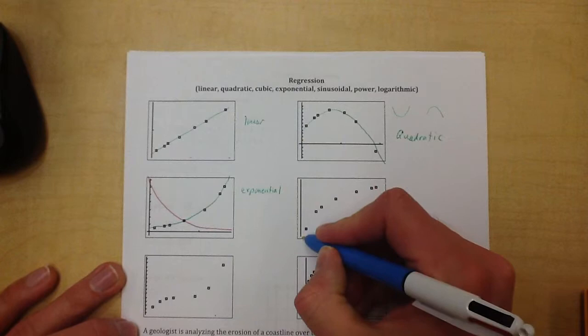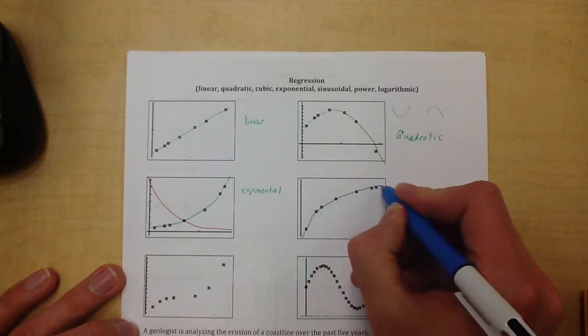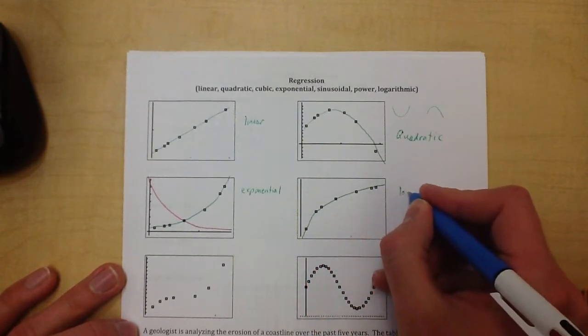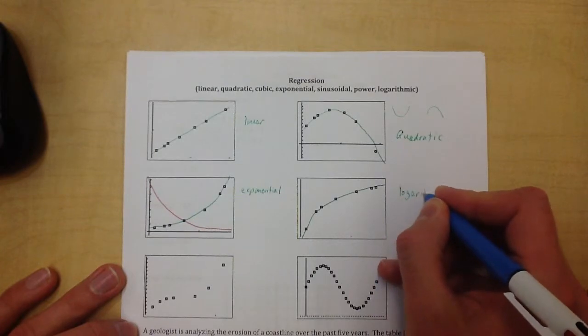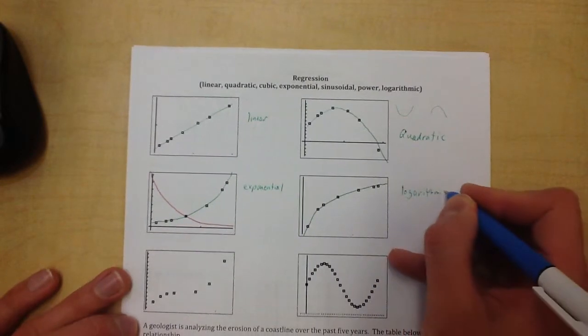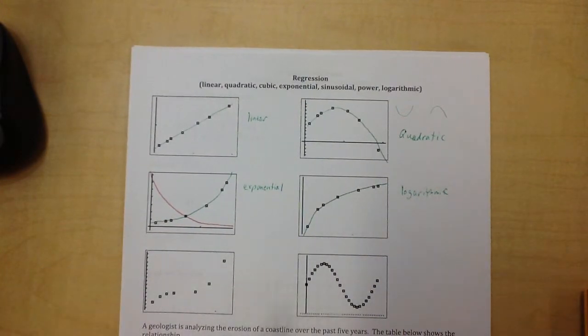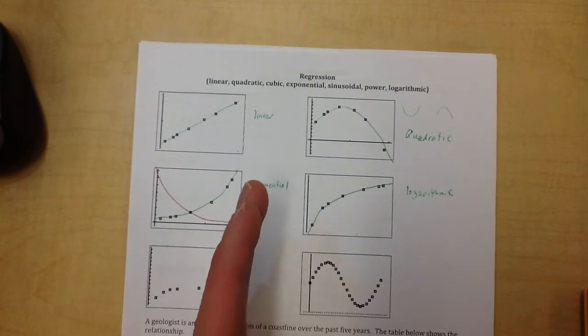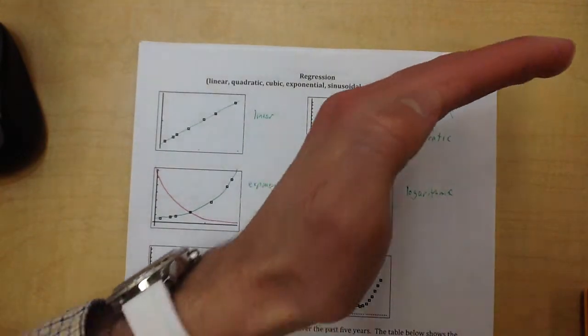This next one is logarithmic. It's the inverse of exponential. Logarithmic graphs start kind of almost vertical and then quickly level off like that.